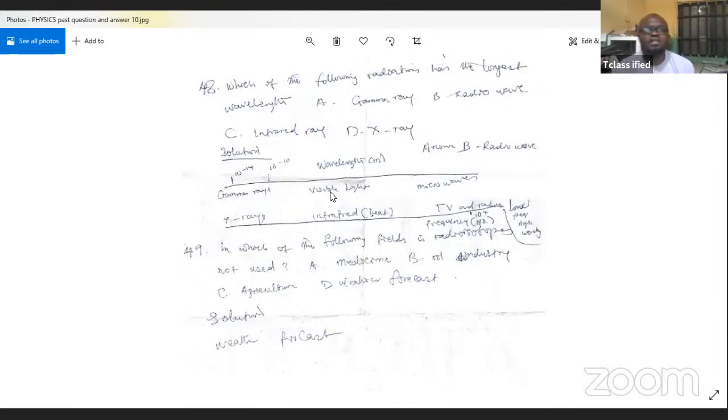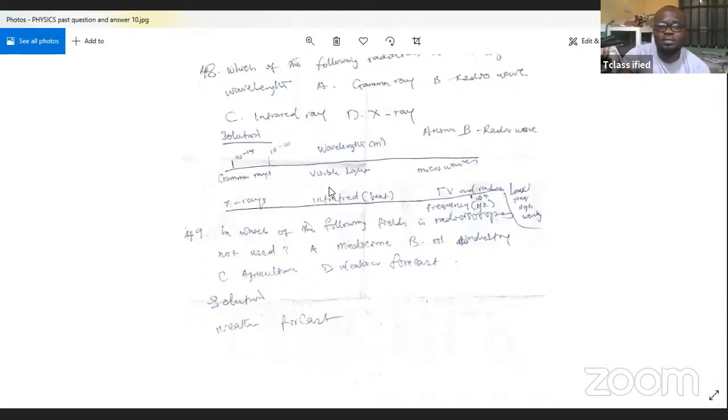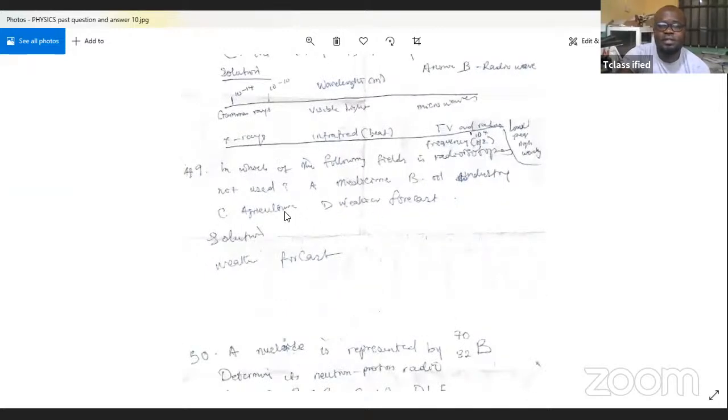Which of the following radiations has the longest wavelength? I would say it's radio wave, isn't it? Because radio wave has wavelength in the dimension of 10 to the power 4. The shortest wavelength is that of gamma ray, but gamma ray has the largest frequency. We've also done 49, which is: in which of the following fields is radioisotope not useful? Radioisotopes are used for medicine, agriculture, and oil exploration, but not in weather forecast. So weather forecast is the answer.